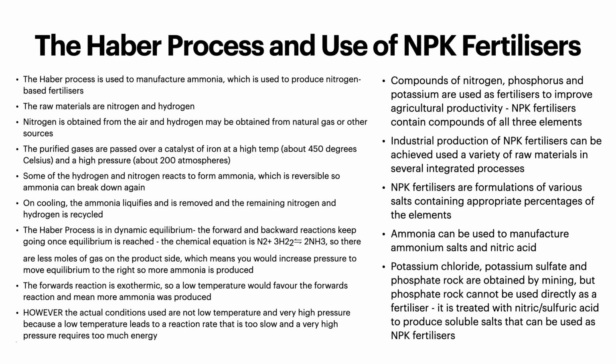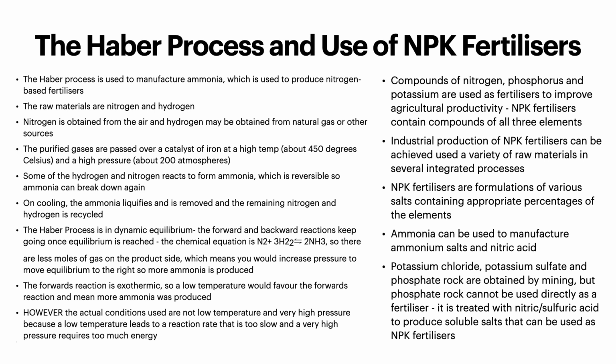Then we have NPK fertilizers. NPK stands for nitrogen, phosphorus, and potassium, based on their periodic table symbols. Compounds of nitrogen, phosphorus, and potassium are used as fertilizers to improve agricultural productivity, and NPK fertilizers can contain compounds of all three elements. Industrial production of NPK fertilizers can be achieved using a variety of raw materials in several integrated processes.